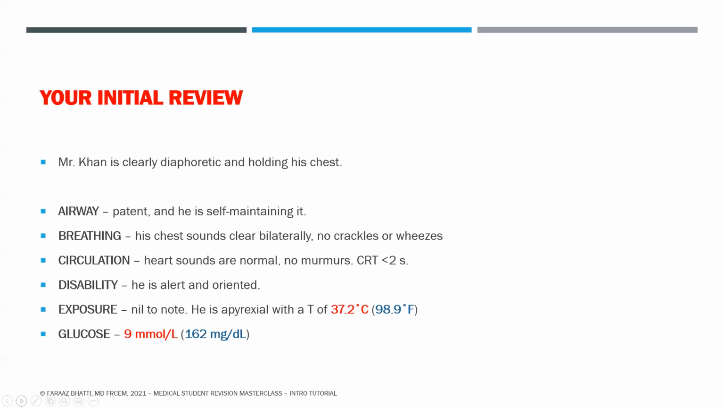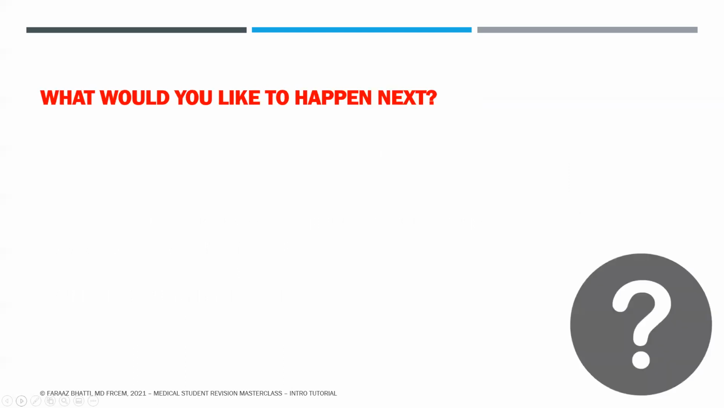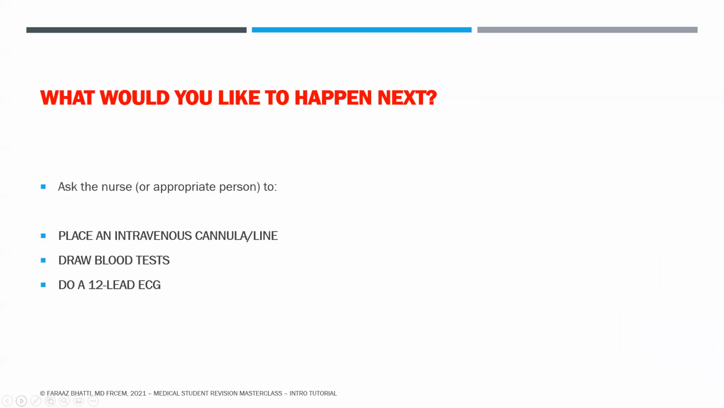On your initial review, on your primary survey, his airway is okay, his breathing sounds fine, his circulation is okay, he's oriented and alert, he's afebrile with a normal temperature, and he's slightly hyperglycemic. What would you like to happen next? It'd be a good idea to place an IV line, draw some blood tests, and do a 12-lead ECG.